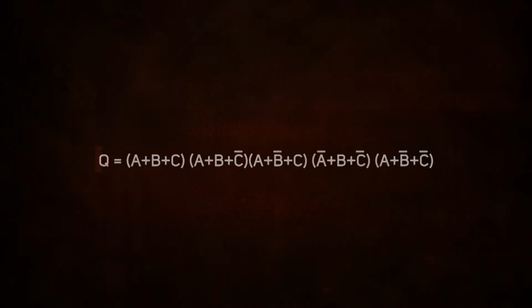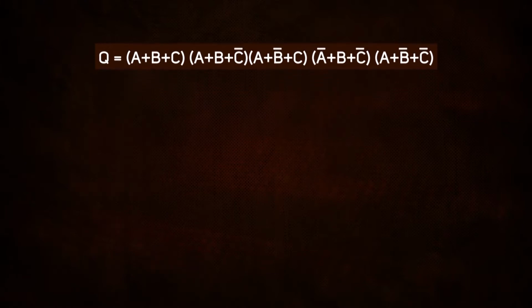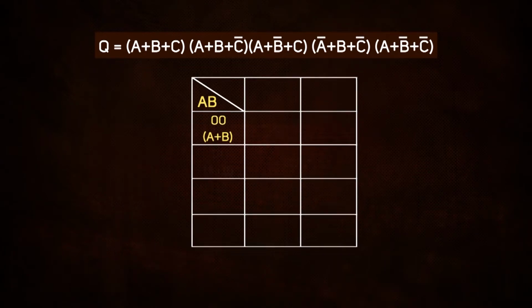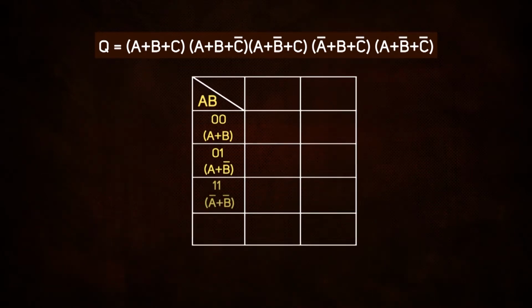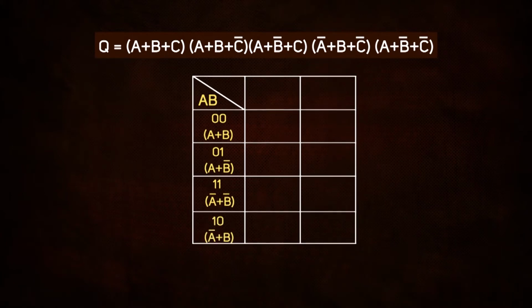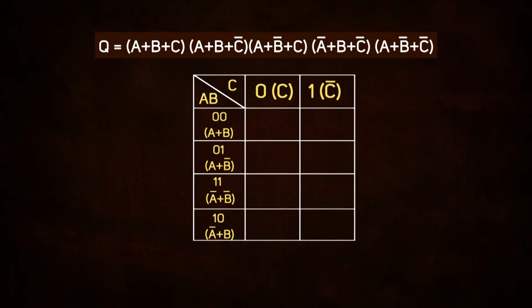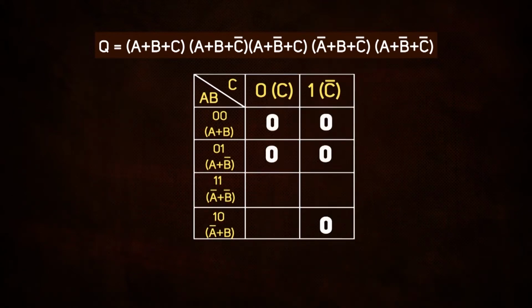To illustrate, consider the logical expression Q equal to (A plus B plus C) dot (A plus B plus C complement) dot (A plus B complement plus C) dot (A complement plus B plus C complement) dot (A plus B complement plus C complement). We are going to represent this expression in a K-map. It is a 3 variable K-map. Mark each term A plus B complement, A complement plus B complement and A complement plus B in the respective rows and C complement in the columns. Now, enter 0 in the corresponding cells.